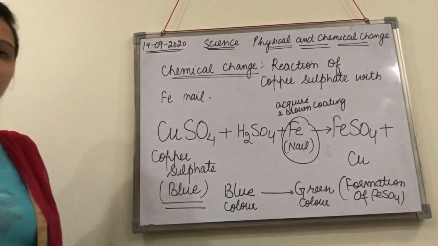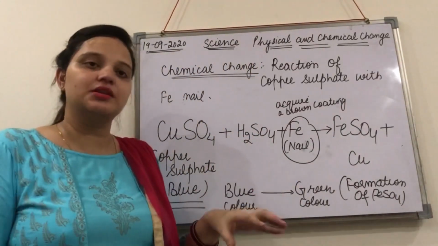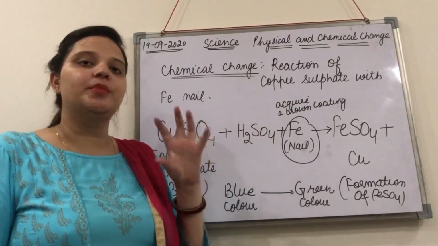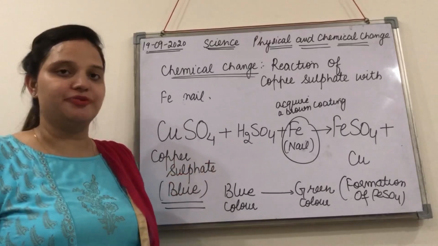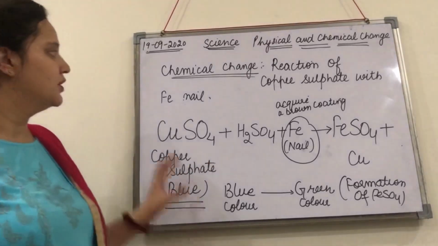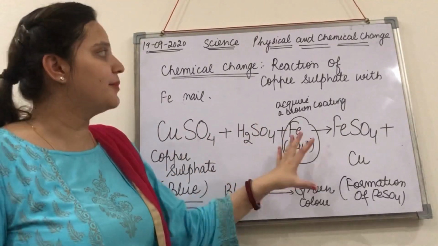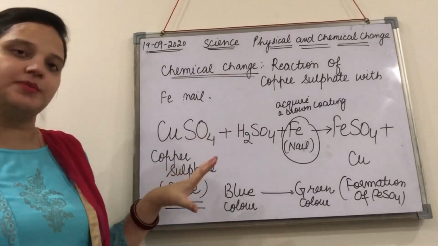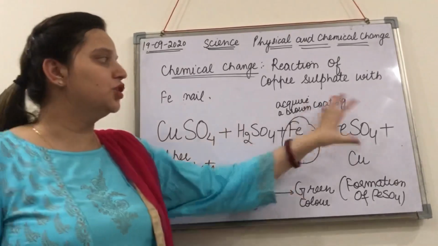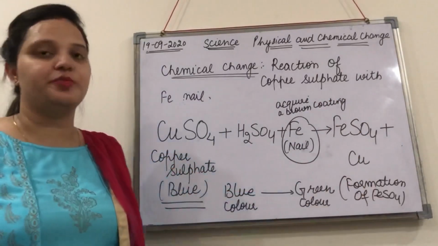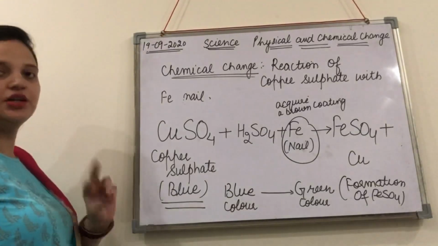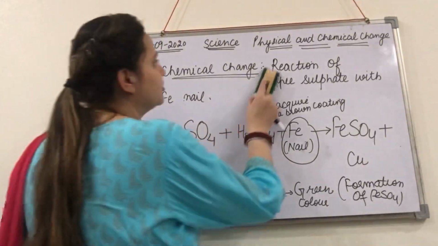And what will happen to the iron nail in the test tube? That iron nail will acquire a brown color coating on its surface. So this is all about the chemical change whenever a reaction of copper sulfate with iron takes place. We are getting a new substance with changed properties. So this is the third one. Now we are going to do the fourth one.